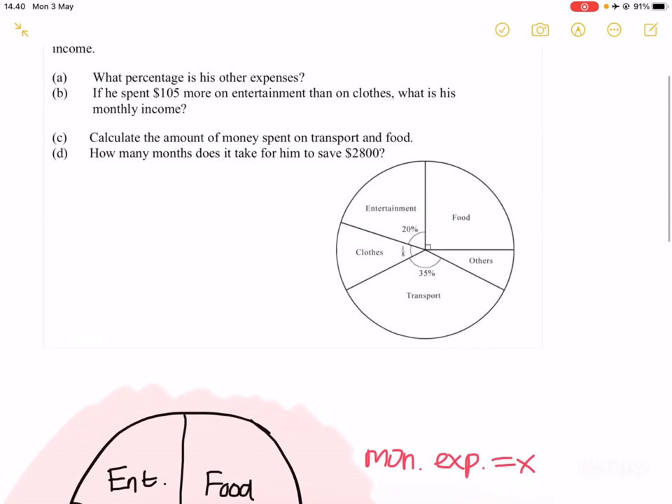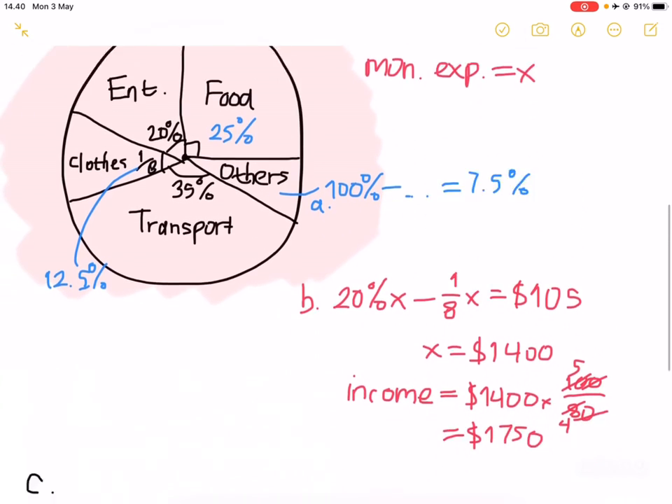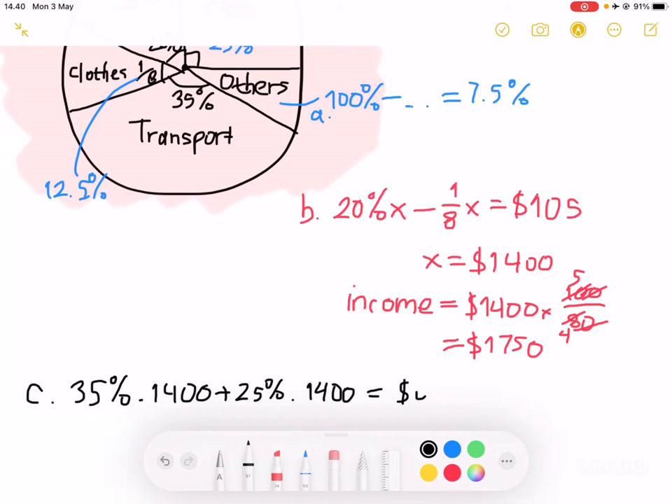Alright, for part C, it says calculate the amount of money spent on transport and food. Well, since we have found our monthly expenditure, we can calculate that very easily. So the amount of money spent on transport will be 35% times $1,400 plus the amount of money spent on food. And computing this, you get an answer of $850.